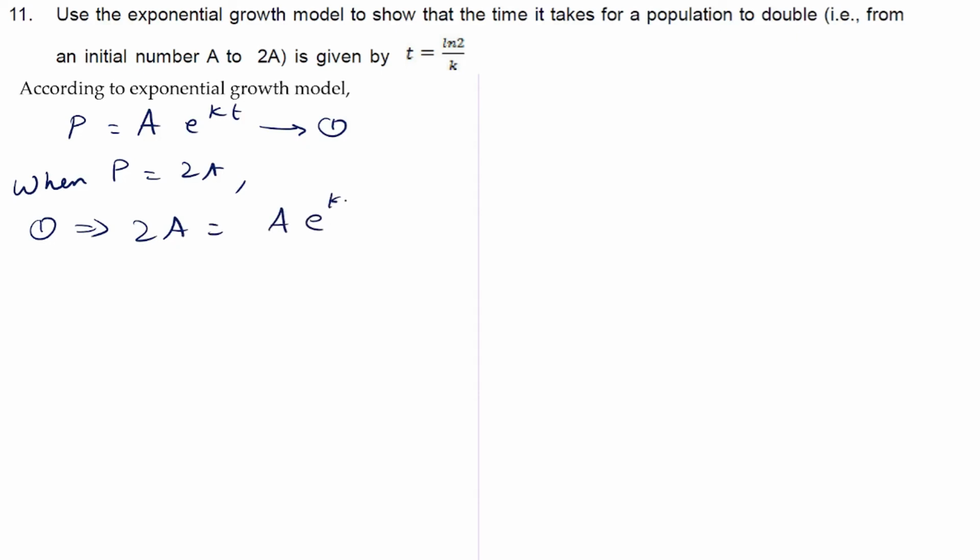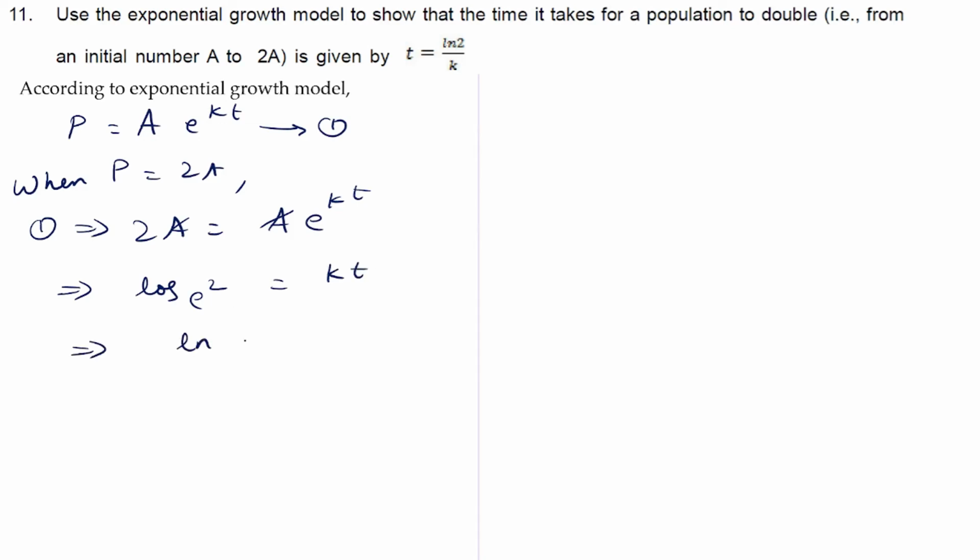So according to the exponential growth model, we have p is equal to lambda into e raised to kt. Here they have given a, so let us take p is equal to a e^(kt). When p equal to 2a, 1 implies 2a equal to a e^(kt). If we take log on both sides, log 2 to the base e equal to kt.